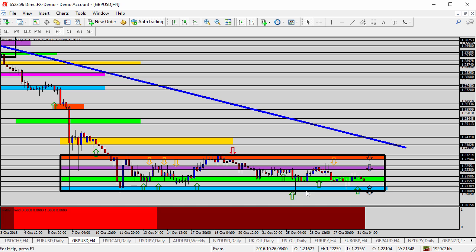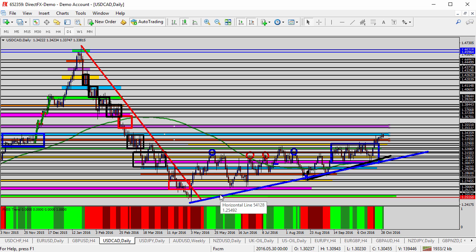If you're looking to go long, the closer it gets to the blue shaded area, 1.2100 or so, becomes a possibility for that, but just know that you're trading against the longer term trend if you decide to go long on the GBPUSD. Take it over here to the USDCAD.